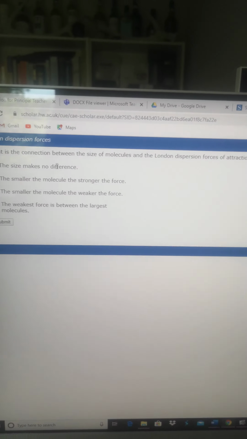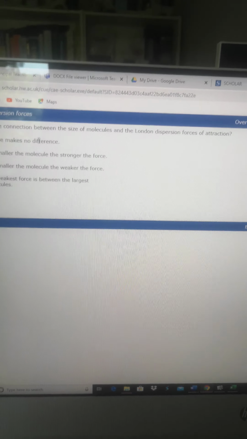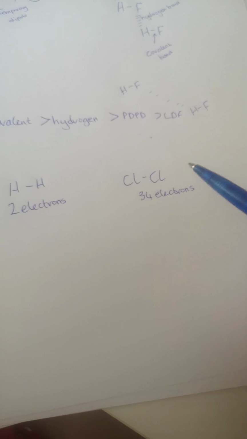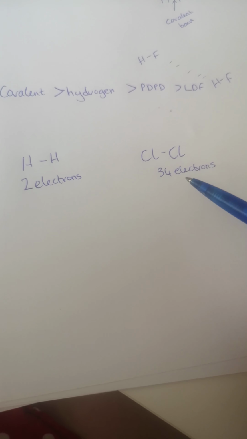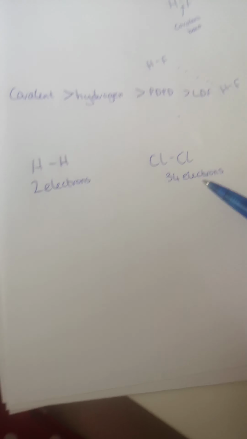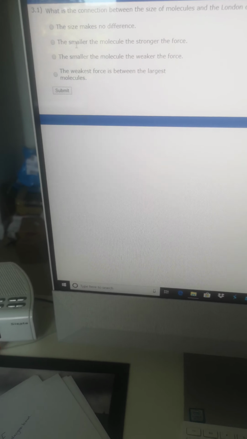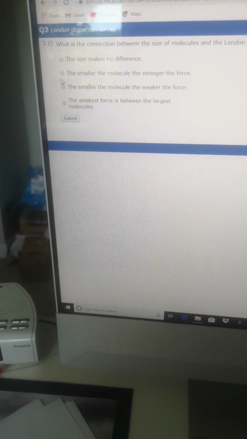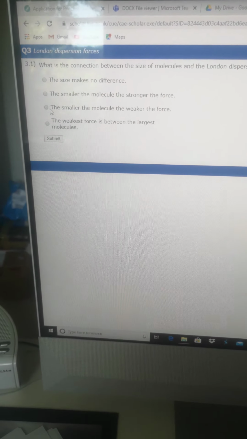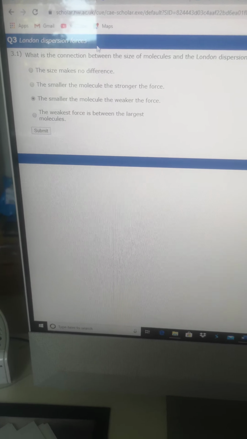So, what is the connection between the size of molecules and the London dispersion forces? The bigger the molecule, the more electrons it's got, so therefore the stronger the London dispersion forces. Just remember that. So that would be, where are we? The smaller the molecule, the weaker the force.